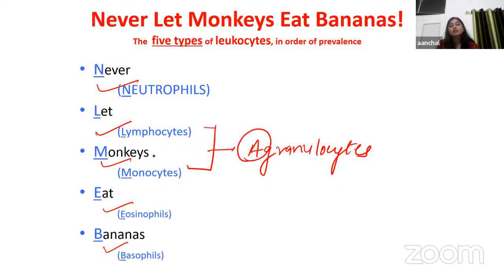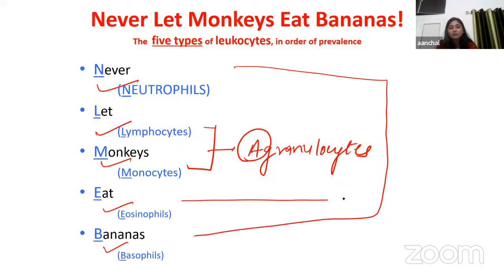So these two cells are considered under agranulocytes, whereas the neutrophil, eosinophil, and basophil are considered as granulocytes because there is presence of granules in these cells. Okay, so lymphocytes and monocytes are considered as agranulocytes, and neutrophil, eosinophil, and basophil are considered as granulocytes. Okay, so this is all about the classification of WBC. Now we're going to understand all these cells one by one.